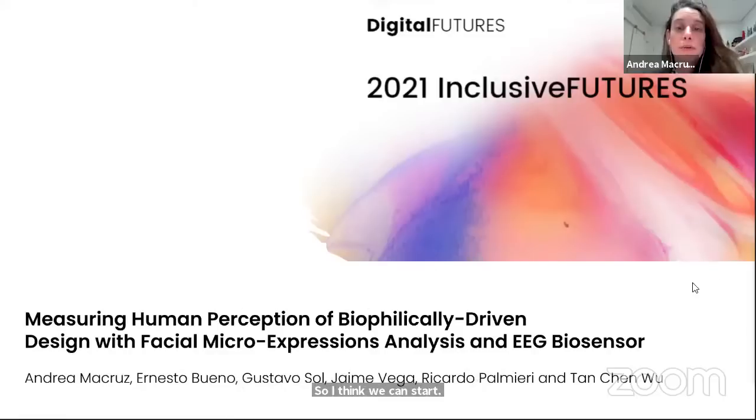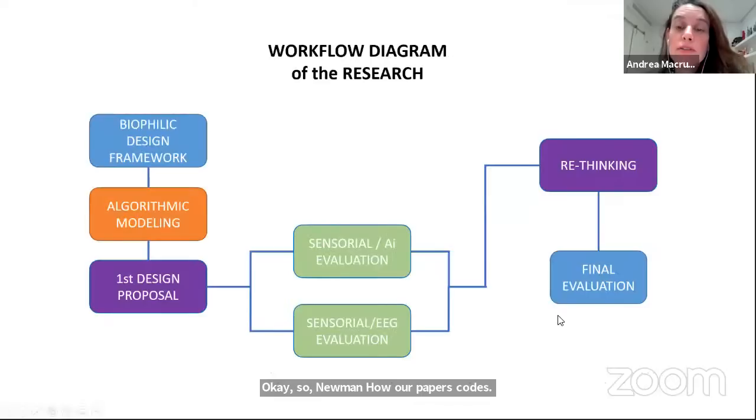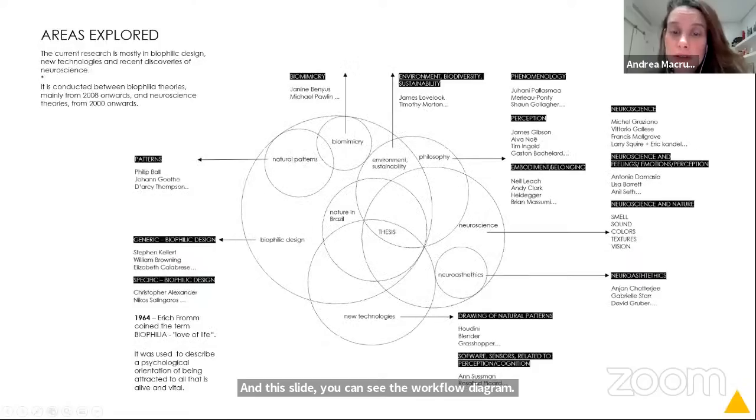Okay, so Ni Hao, our paper is called Measuring Human Perception of Biophilically-Driven Design with Facial Microinspections, Analysis, and EEG Biosensor. In this slide, you can see the workflow diagram. Our research is in between nature, neuroscience, design, and new technologies.